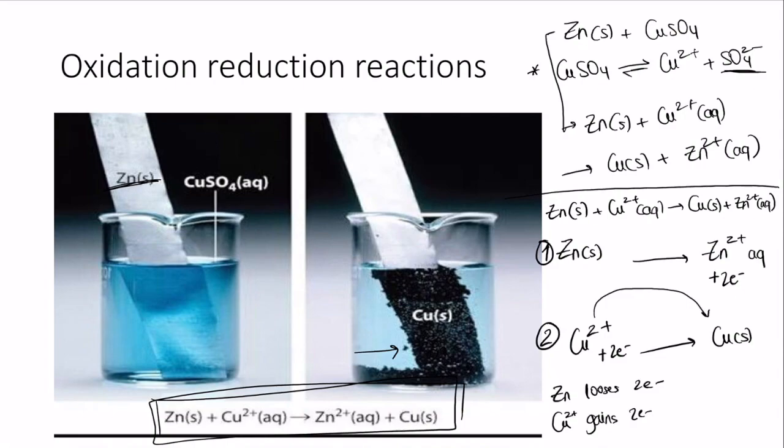Now, what's going on here? It's obvious that Zn loses the 2 electrons so that Cu2+ was able to gain these 2 electrons. There was a transfer of electrons from Zn to Cu. So Zn loses 2 electrons so that Zn becomes Zn2+, and Cu2+ gains 2 electrons from Zn to become Cu. So there is a transfer of electrons, and the process where an element loses electrons, we call oxidation.